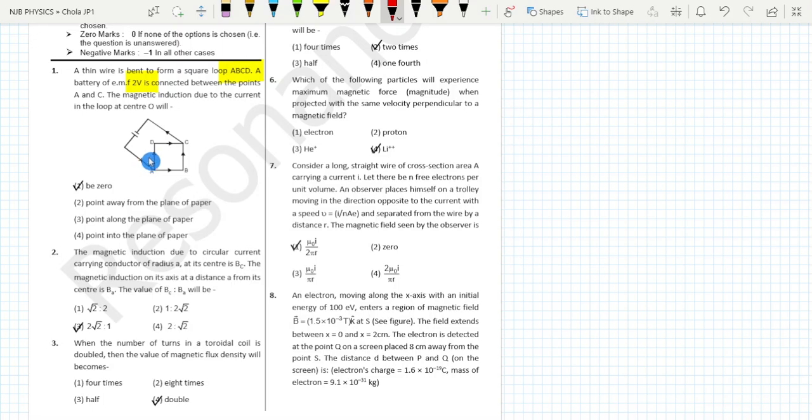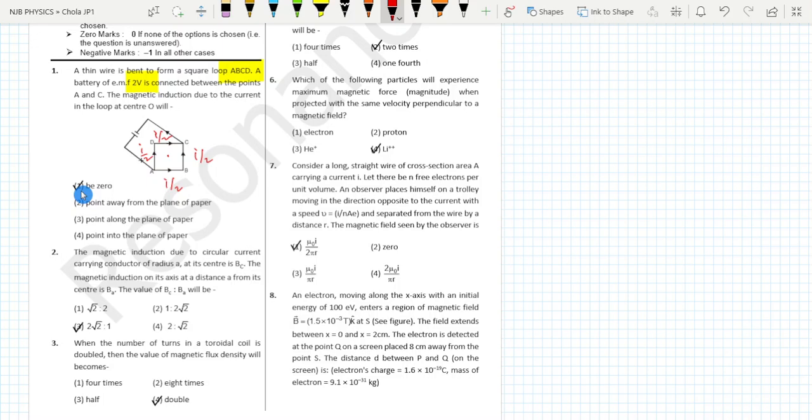Well, this is quite easy because here the current will be I by 2, and here also it's going to be I by 2. Now at the center, what will be the magnetic induction? Because of I by 2 and I by 2, A to D and D to C, the magnetic field will be into the plane, and because of the current in the wire AB to BC, the magnetic field will be out of the plane. Since the magnetic fields are also equal in magnitude, the net magnetic field is going to be zero. So the first option will be correct.